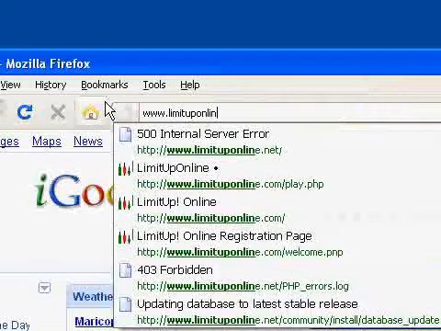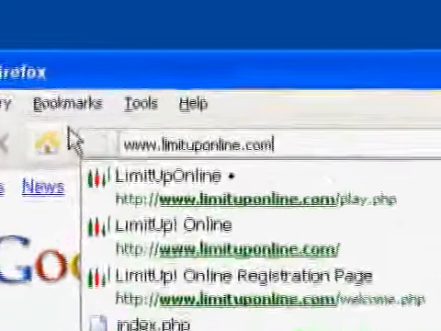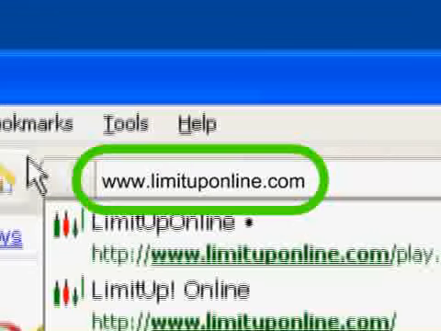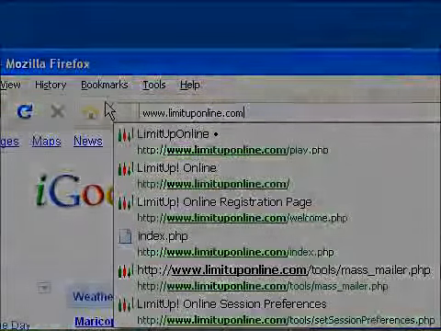It's a good choice for this exercise because it's free and you don't need to open a trading account. And Limit Up Online is in fact a game, not an actual trading tool on some brokerage website. So let's see if we can make some money.